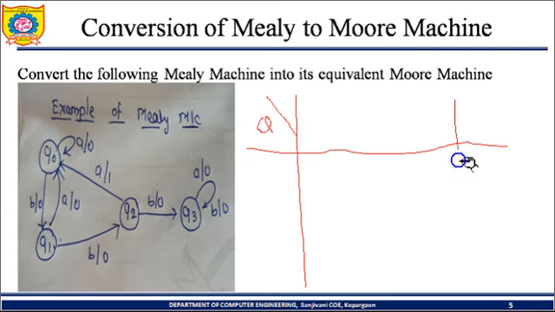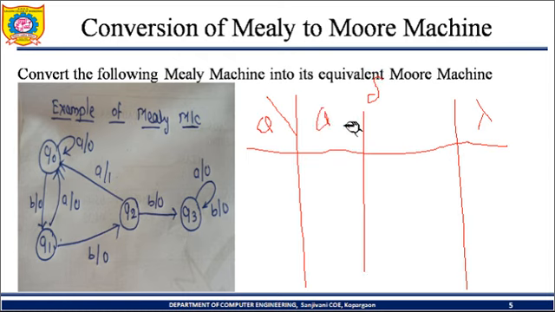Okay, and lambda is the output function, because here output is associated with the state, and we need to write down delta. Okay, delta on input A and B, because in the case of the Moore machine the input will remain the same. Whatever input is there for the Mealy machine, that will be the input for the Moore machine. So I'll write all those states which we have converted.